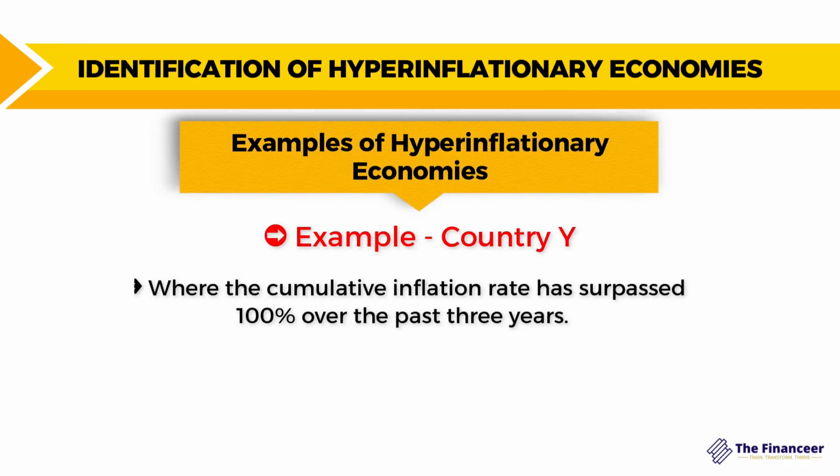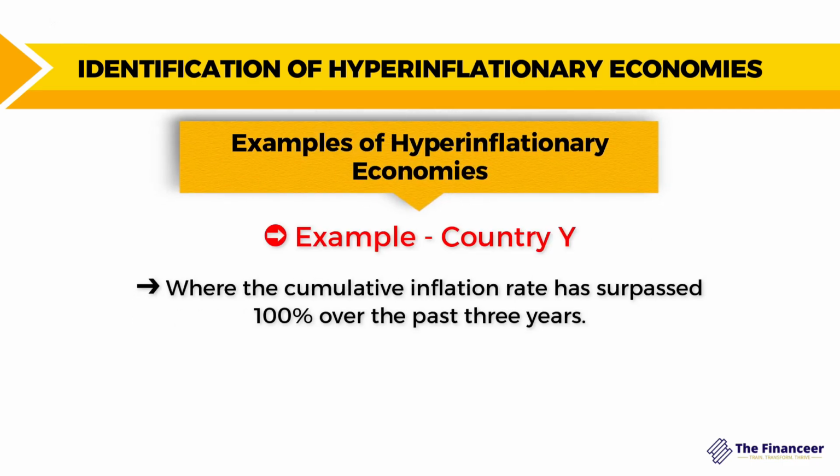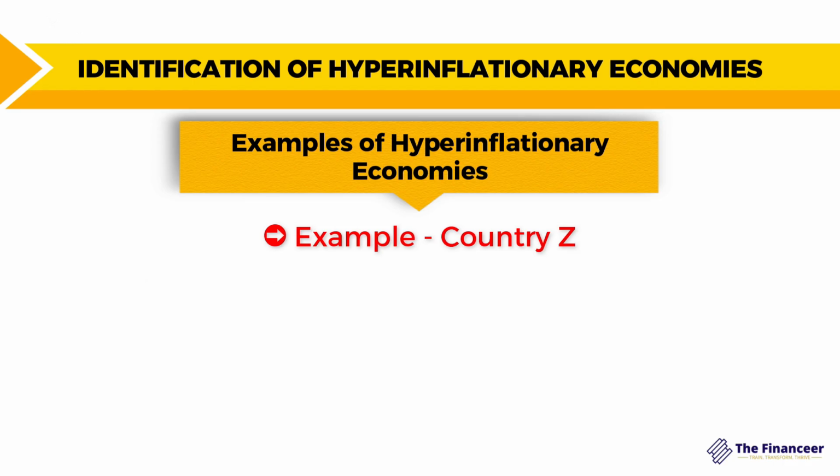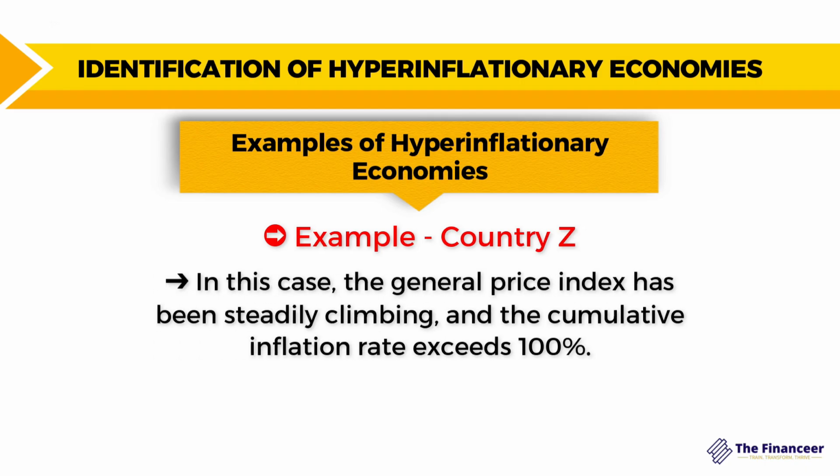So, for example, assume country Y, where the cumulative inflation rate has surpassed 100% over the past 3 years, prices are soaring and the general price index is consistently rising. In this scenario, entities in country Y would likely meet the criteria for operating in a hyperinflationary economy. Let's take another example, country Z. In this case, the general price index has been steadily climbing, and the cumulative inflation rate exceeds 100%. So entities in country Z would also be considered to operate in a hyperinflationary environment.